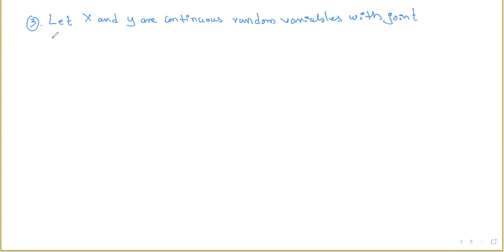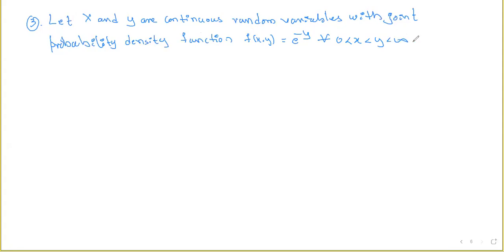Example number 3. Let x and y be continuous random variables with joint probability density function f of x comma y equal to e power minus y for all 0 less than x, 0 less than y, less than infinity.